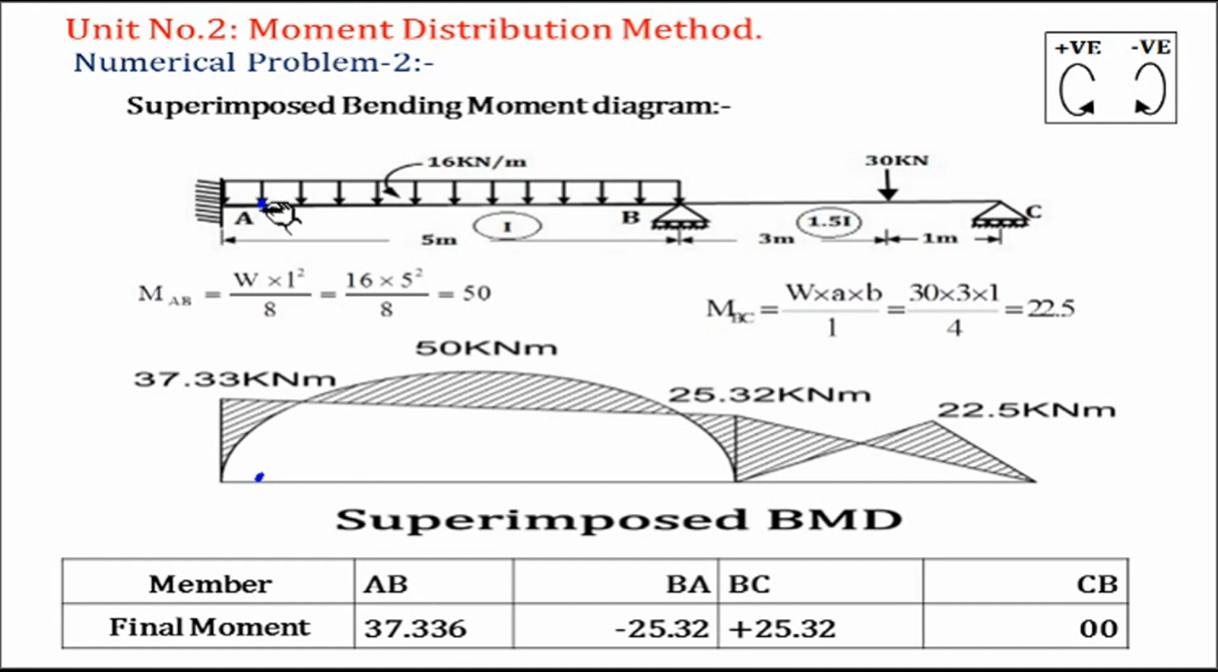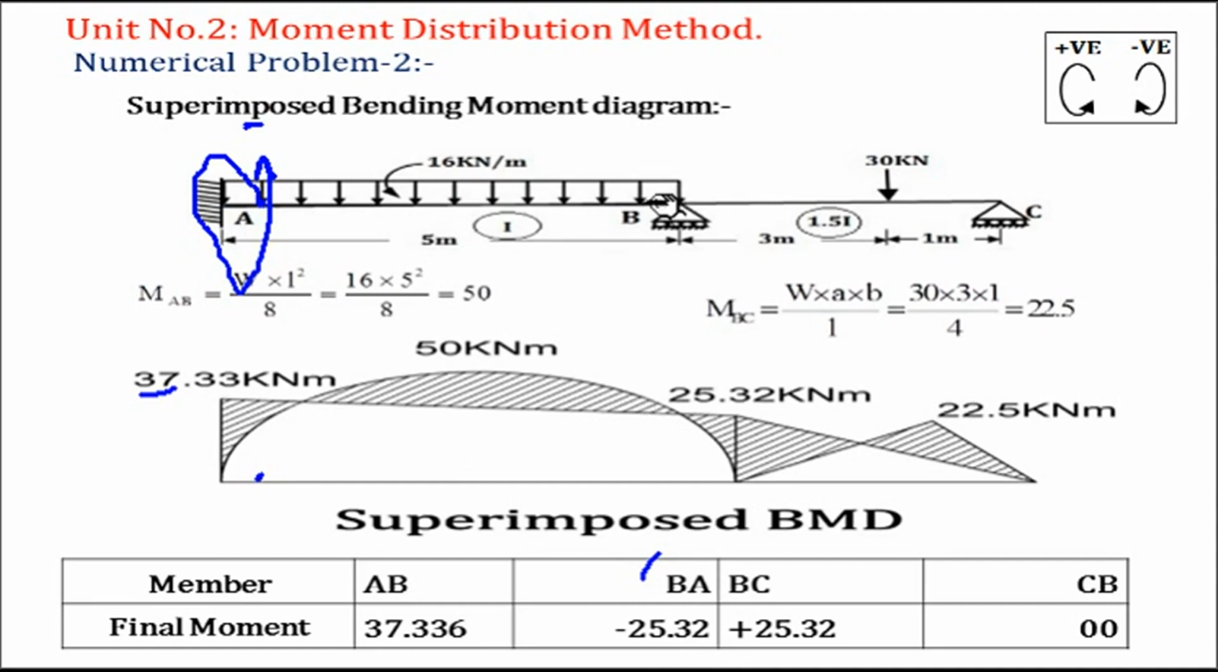Okay, so put the pen near to A on the member and rotate about the member in anti-clockwise sense, and cut this. So cutting up, so your arrow is up, so you have to show it up. So that's why up: 37.33 kilonewton meter.